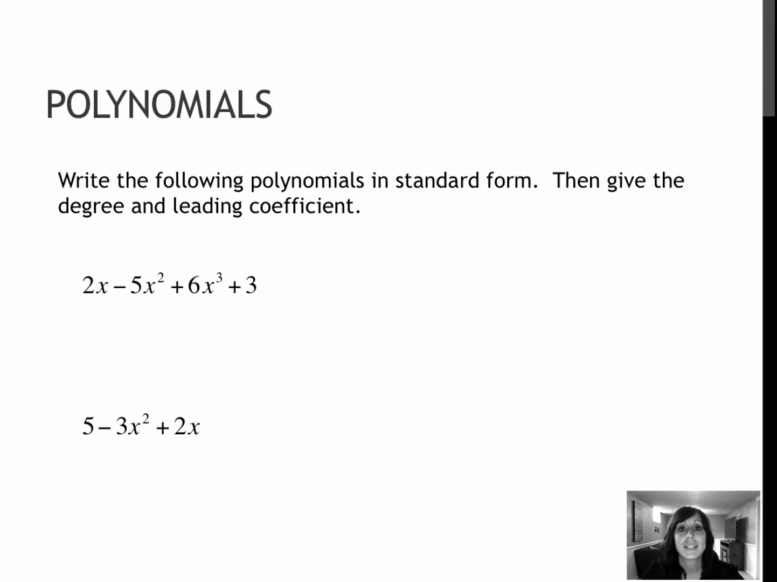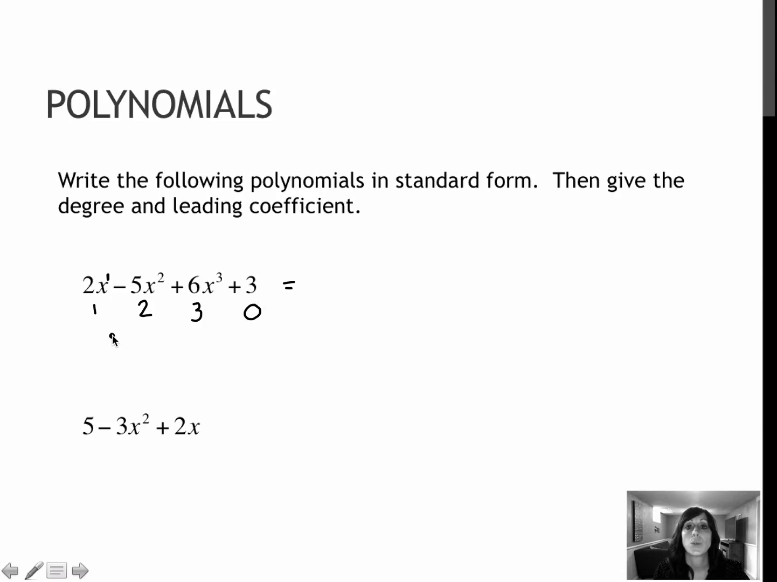For our practice, we're going to practice writing a polynomial in standard form, and then we're going to give the degree and the leading coefficient. So let's go ahead and put it in standard form first, then we'll talk about what the other 2 things mean. In standard form, I would start with the highest degree. So it might be helpful to write the degrees of each. The degree of the first term is 1, of the second term is 2, because this is an exponent of 1 and exponent of 2. The degree of the third term is 3, and the degree of the fourth term is 0, because again, there's no variable.